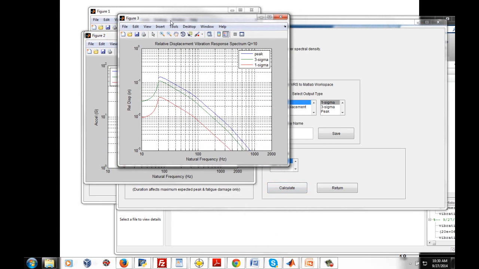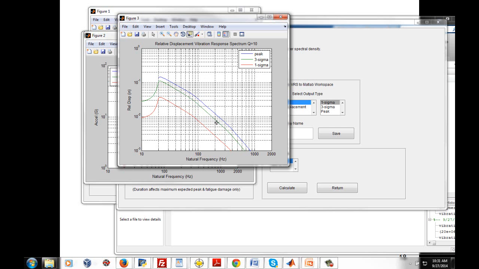Whole bunch of plots come up. Okay, this is the one we want to focus on first. It's relative displacement vibration response spectrum. Q value duly noted. We've got relative displacement in inches versus natural frequency in hertz. Red curve, 1 sigma. Green curve is the curve of interest for the Steinberg calculation. It's the 3 sigma. Blue curve is the peak curve based on Rayleigh distribution, and that does depend on duration, but the blue curve does not tie into Steinberg's, at least not yet. Maybe next week it will. So the green curve is our curve of interest, our response metric of interest.